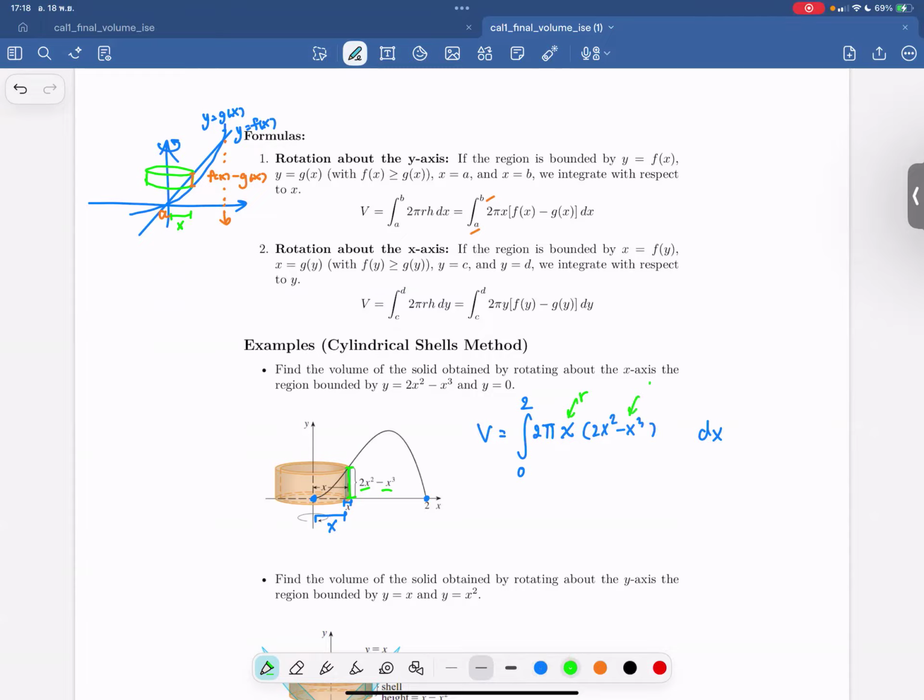So the question says rotate about the x-axis, but the diagram shows rotating about the y-axis. Is that what's happening? Oh, wait. Yeah, you were right. Okay, so can we just change over here? Sorry, I may have typed it wrong.